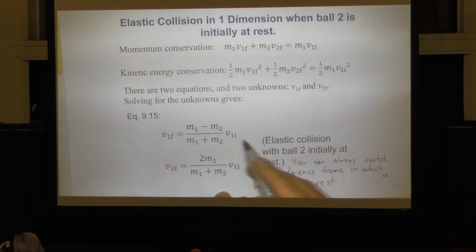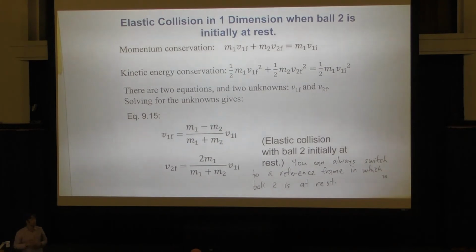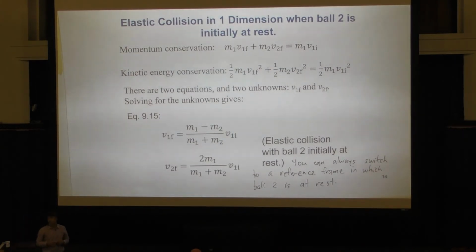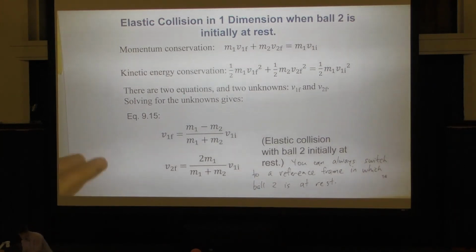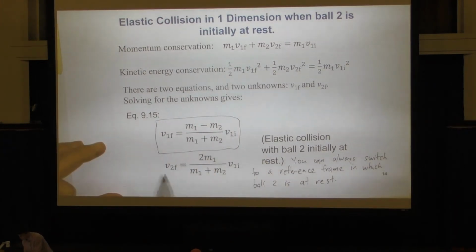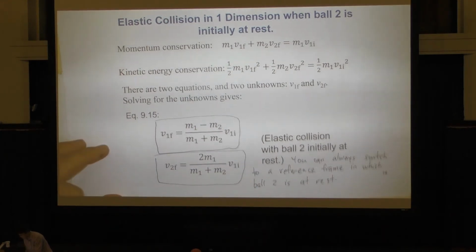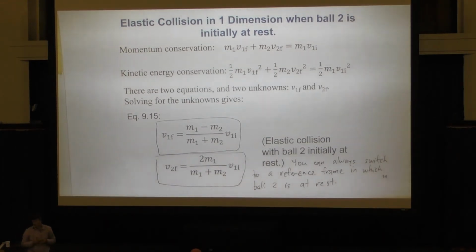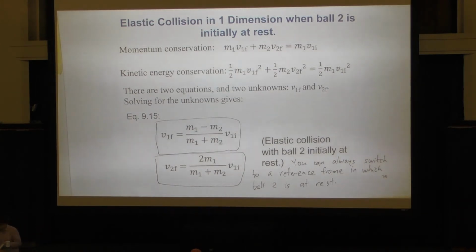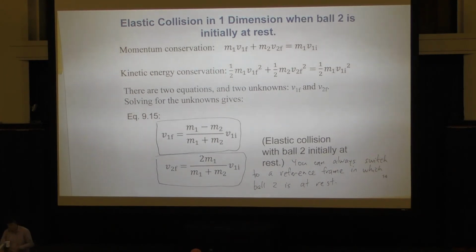So if you look in Wolfson, he's got a whole other giant term on his equation 9.15, but I never use that. This is the equation I would put in my 8 sheet. Just this one and this one. And just switch to a reference frame where ball 2 is at rest. It does take a couple pages of algebra to get that result, but it's not too bad. Okay, I've done that now. So now I'm going to do a demo.